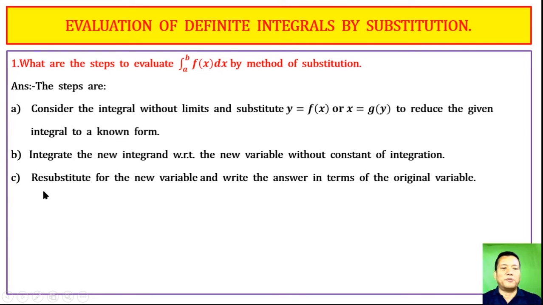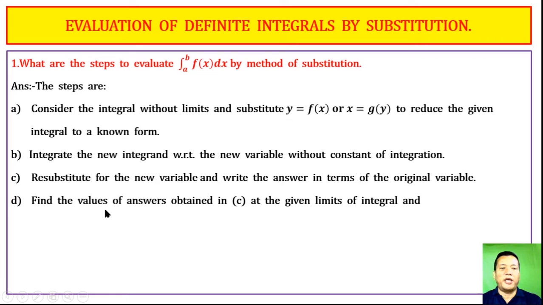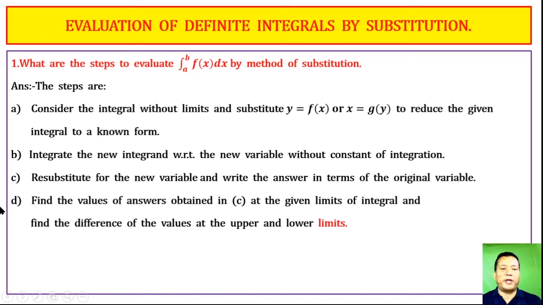3. Resubstitute for the new variable and write the answer in terms of the original variable. 4. Find the values of the answer obtained in step 3 at the given limits of integral and find the difference of the values at the upper and the lower limits. In step 3, the limits of the integral are applied: the value at the upper limit minus the value at the lower limit gives the value of the definite integral.